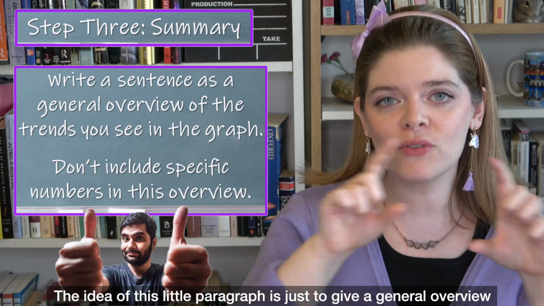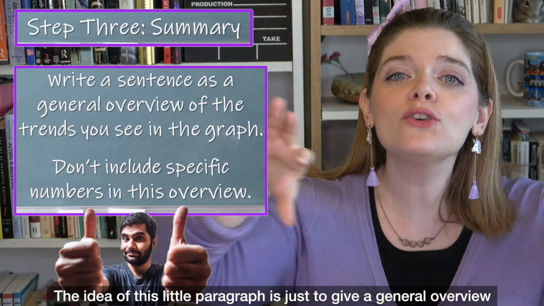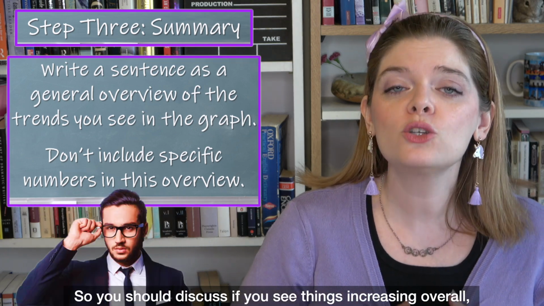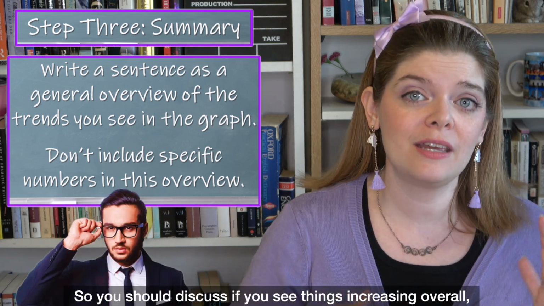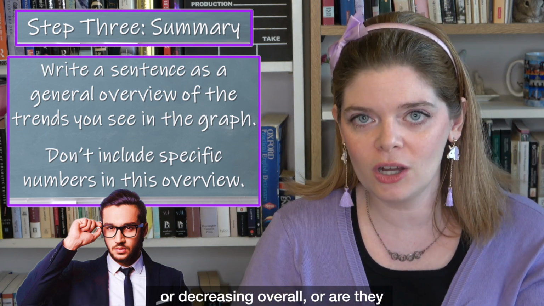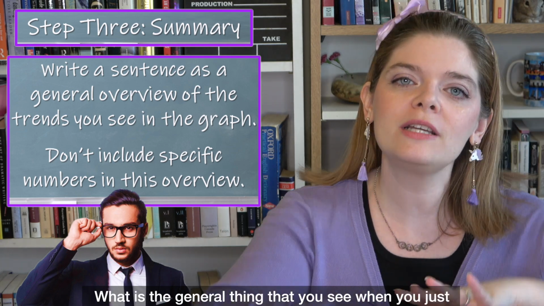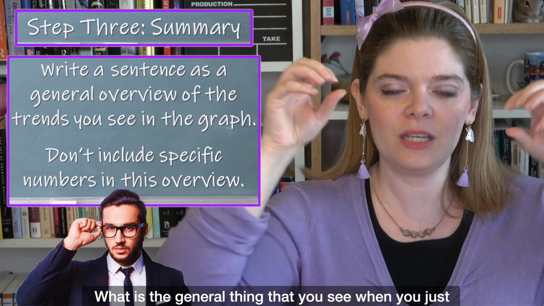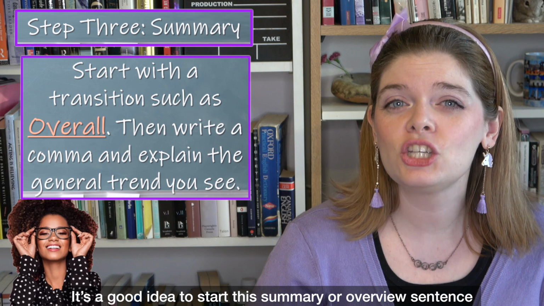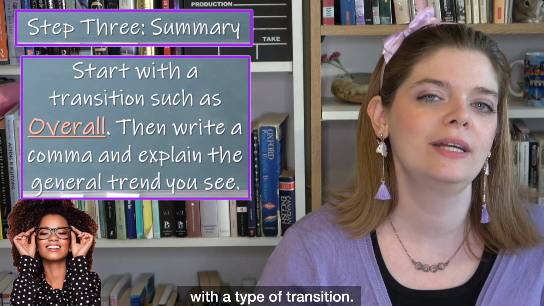The idea of this little paragraph is just to give a general overview of what types of trends you have noticed. So you should discuss if you see things increasing overall or decreasing overall, or are they remaining steady, or are they rapidly fluctuating? What is the general thing that you see when you just zoom out and look at the graph overall?